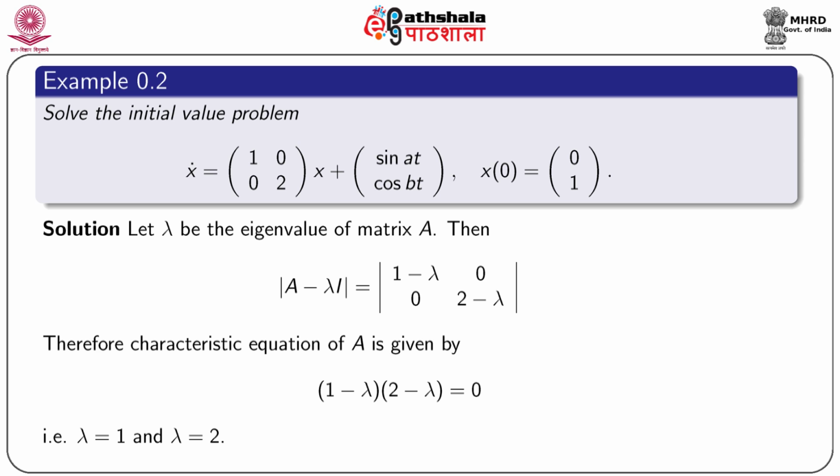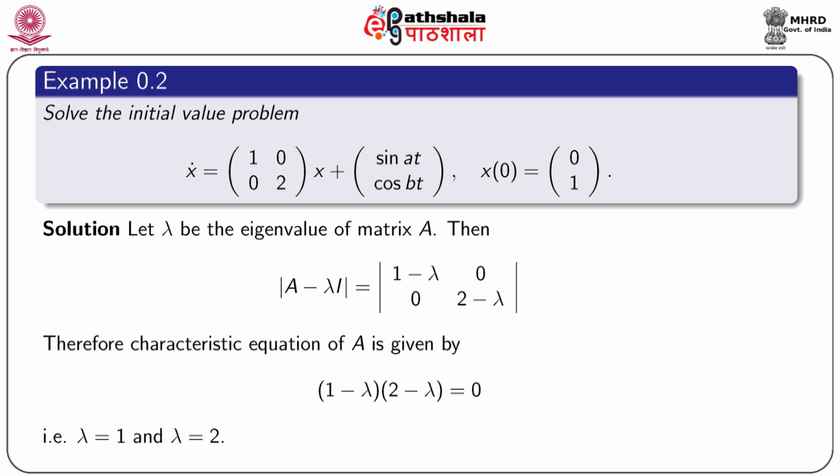In our next example, we solve the initial value problem dx/dt or x dot is equal to the matrix (1, 0; 0, 2) times x plus sin at cos bt, where the matrix A here is (1, 0; 0, 2) and f(t) is equal to sin at cos bt, with the initial condition x(0) equal to (0, 1).